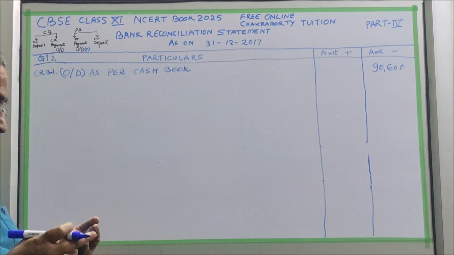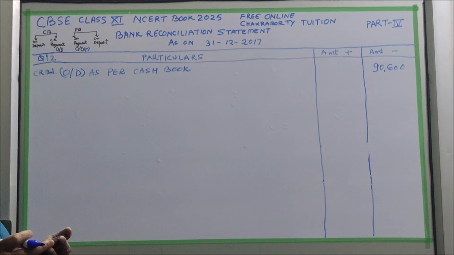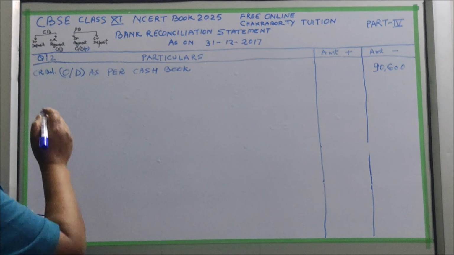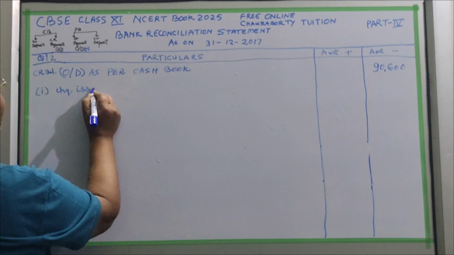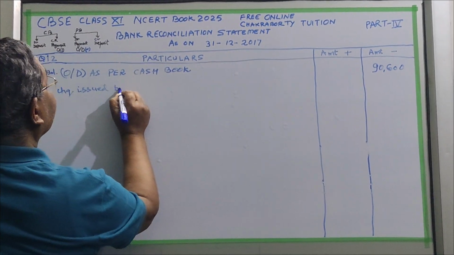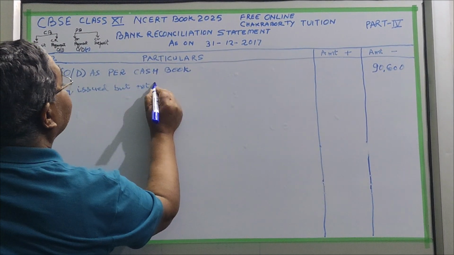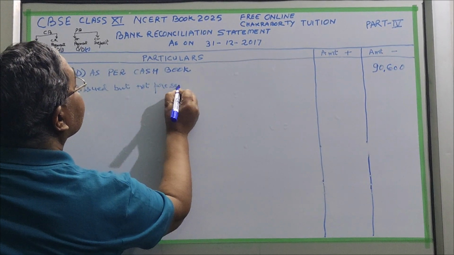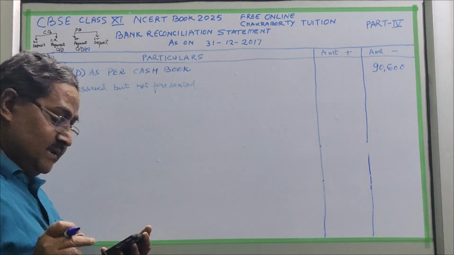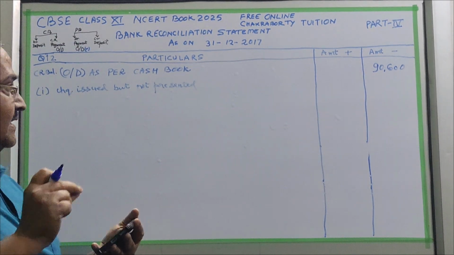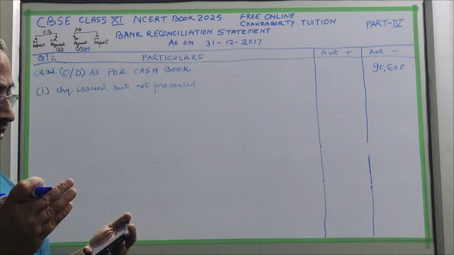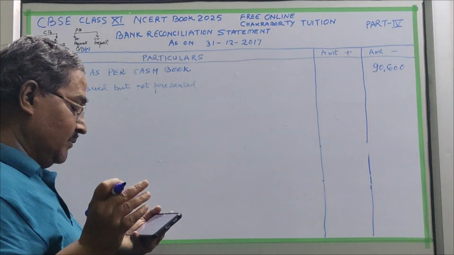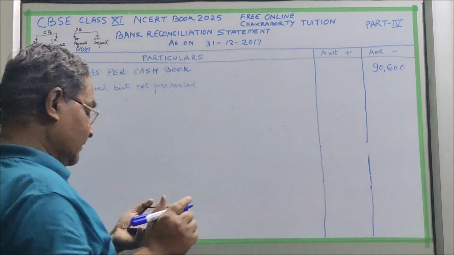Now, next point. A post-dated check for 11,000 has been debited in the bank column of the cash book but not presented for payment. It means check issued but not presented. Actually, again I am saying you need not write the whole sentence. Just make it as short as possible. And if you cannot make it short, you write the full sentence. That is also okay. But then you have to put more time into this question.